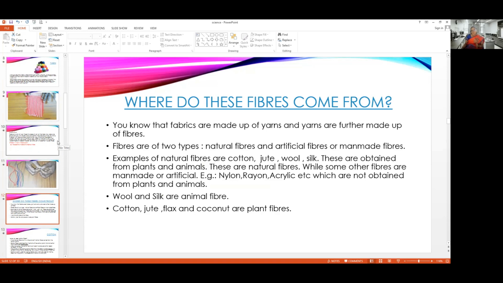Plant fibers include cotton, jute, flax, coir, like that. Wool and silk are the animal fibers. So the fibers obtained from plants and animals are called natural fibers. Other fibers are man-made or artificial, produced from petrochemical or chemical substances, for example nylon, rayon, acrylic, which are not obtained from plants and animals. Cotton, jute, flax, and coconut fiber, which we call coir, are plant fibers.